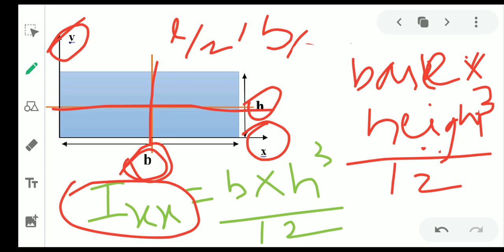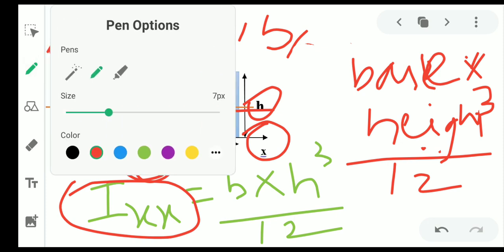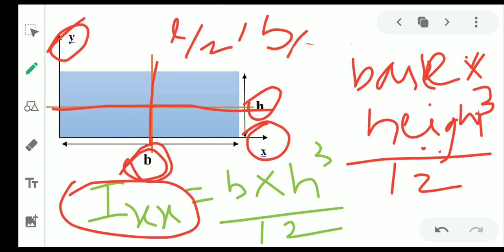Simple. Here I am calculating for the x axis. For calculating in the x axis, I will see in which direction. From like this I am seeing. So here what is the base? The length of the base is B, and the height is H. So the formula becomes base into height cube by 12. So Ixx equals B into H cube by 12.